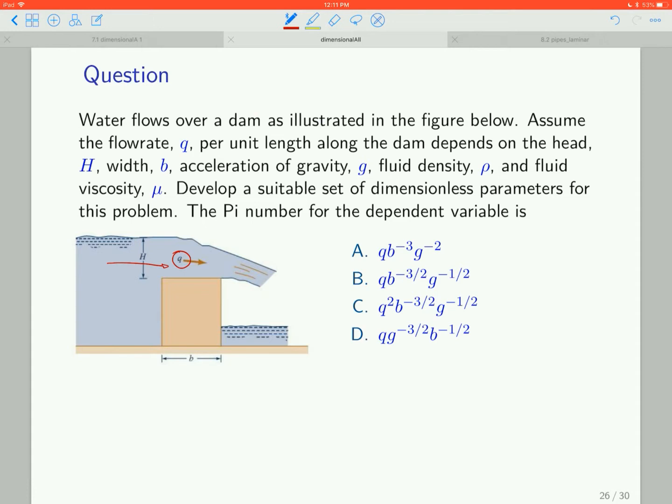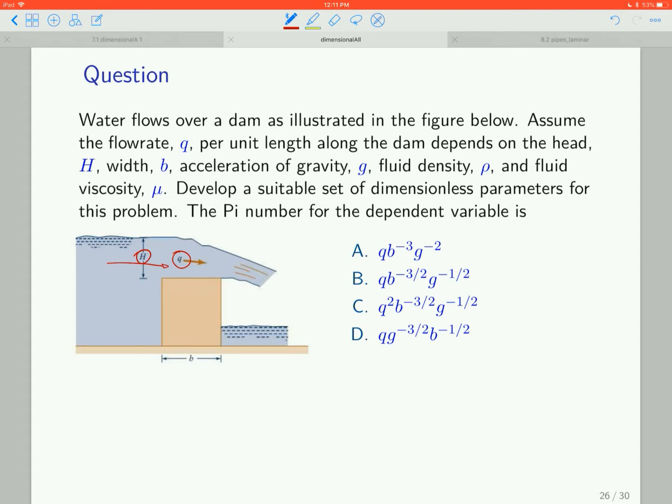So that means that we will have a depth that is in towards the paper, or towards the screen in this case. So we also have a height, h, the height of the water level with respect to the dam, b, which is going to be the depth, the width, acceleration of gravity, g, fluid density, and fluid viscosity. And so we have to find out the pi numbers for this case. And the question is, what is the pi number for the dependent variable?